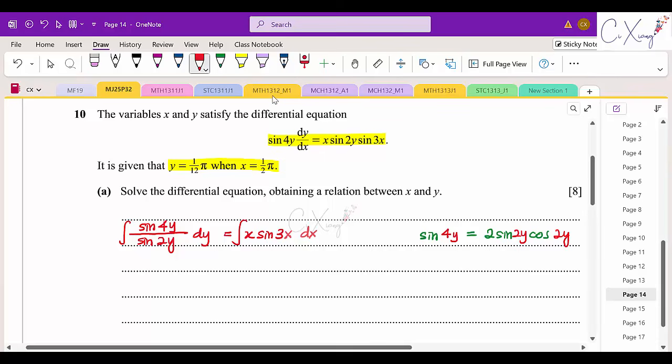I want to replace this in my numerator on the left. I will be having 2 sine 2y cos 2y divided by sine 2y. When you look at this, you know that you can cancel off the sine 2y and sine 2y, and your equation becomes much easier because only cos 2y is left on the left.